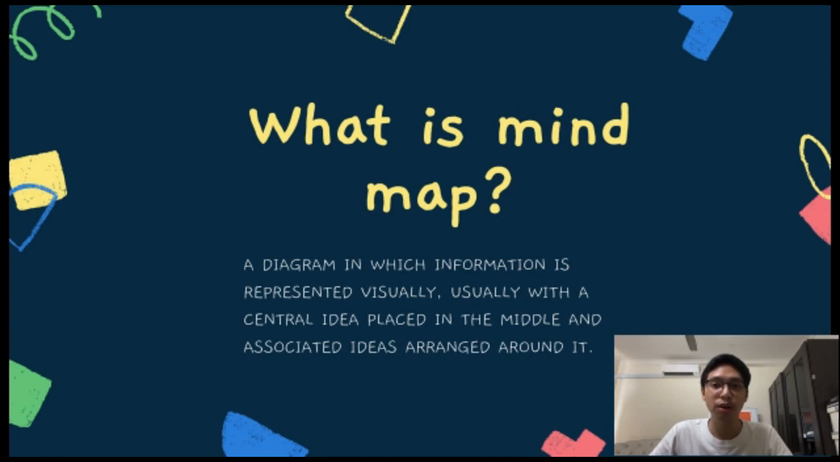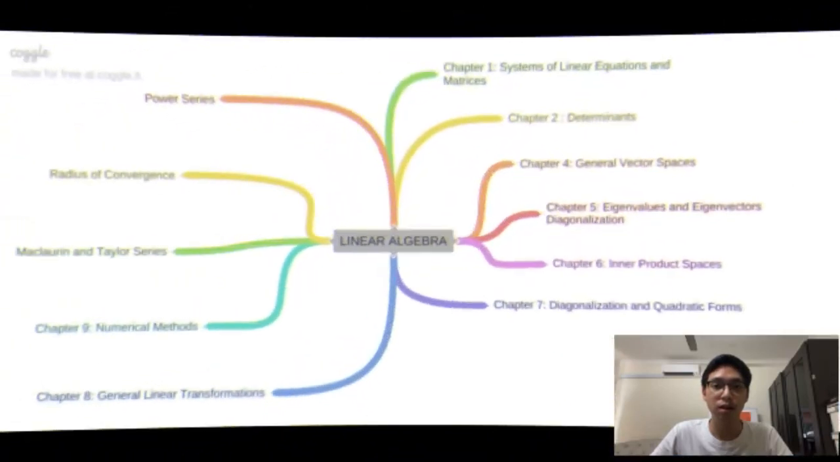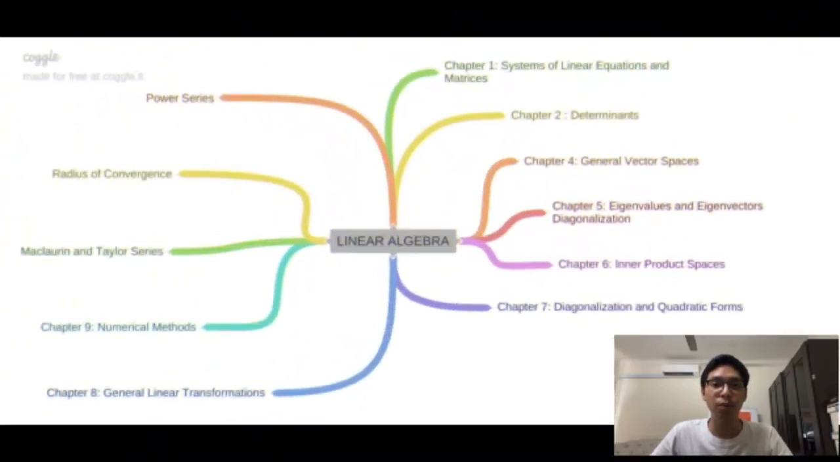The reason why we do this mind map is because we use the mind map to revise for our linear algebra course. As you can see, we have quite a number of chapters that cover our whole syllabus. Chapter 1 to Chapter 9, Maclaurin and Taylor series, Radius of Convergence, and Power series.